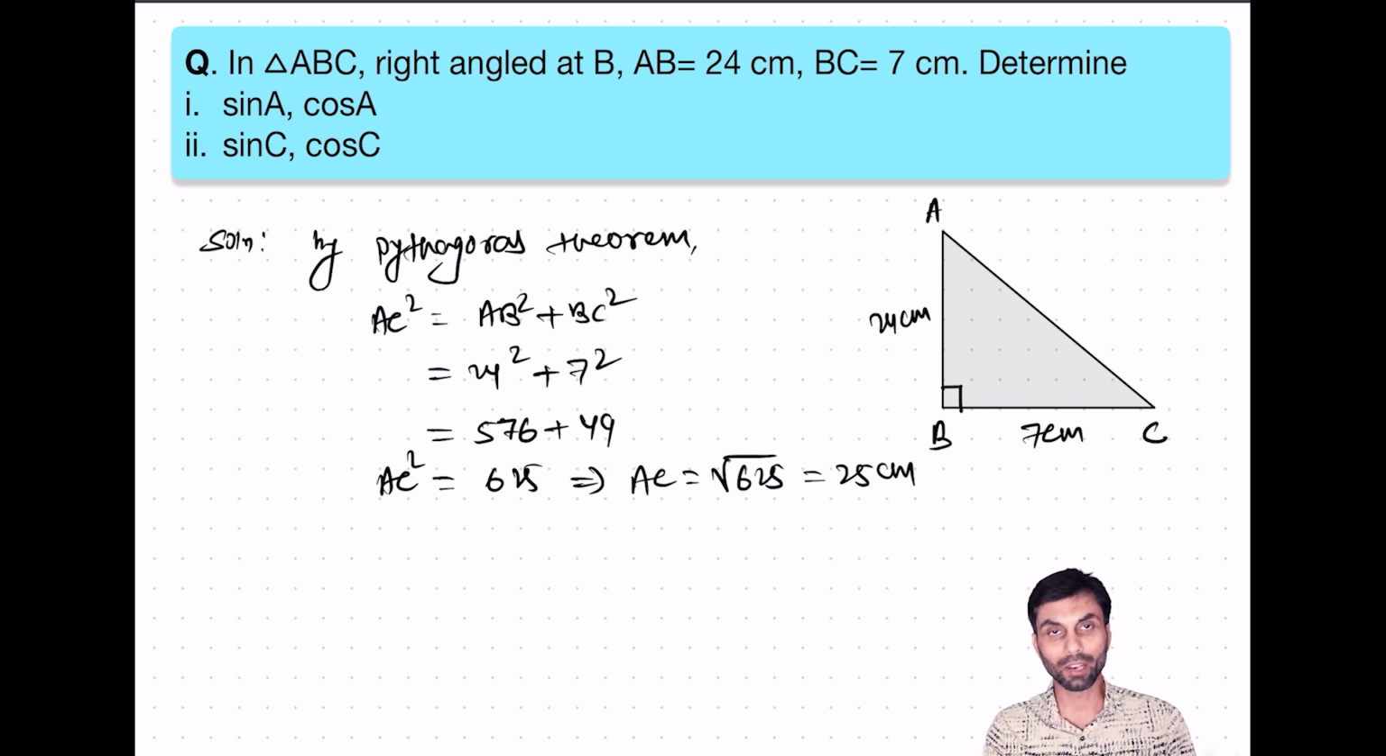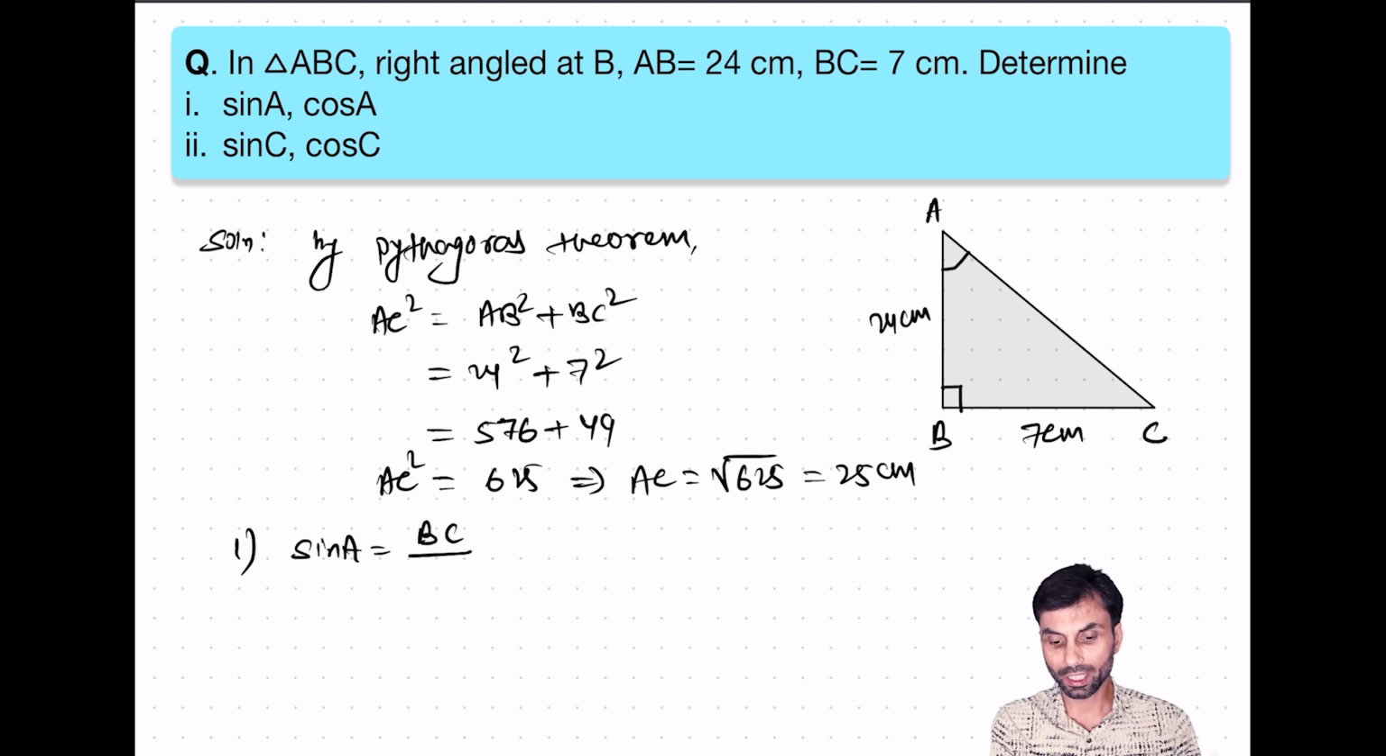Once we have found the value of AC, now we'll find the value of the different trigonometric ratios. So here sine A, we are talking with respect to angle A. So in that case, the opposite will be BC upon hypotenuse, it is AC, and the value will be 7 upon 25. For cos A value, we'll get adjacent by hypotenuse, which will be AB upon AC, and the value will be 24 upon 25.